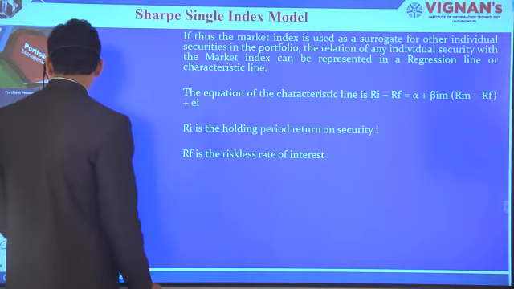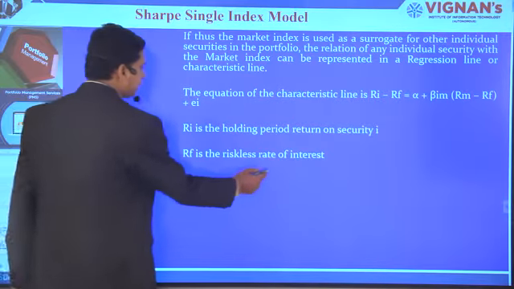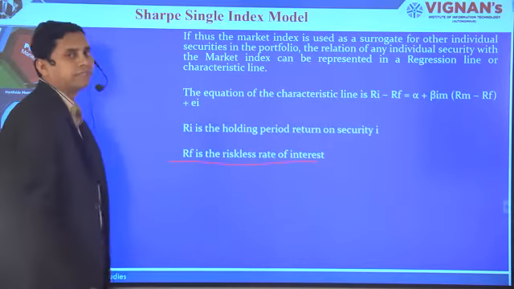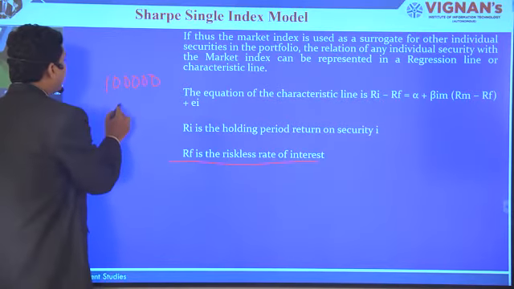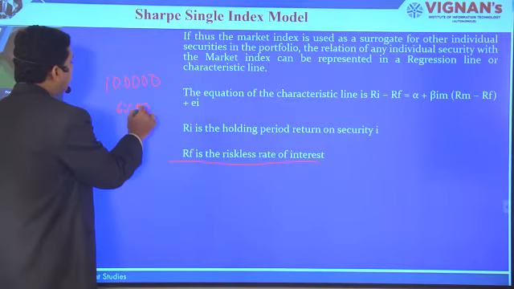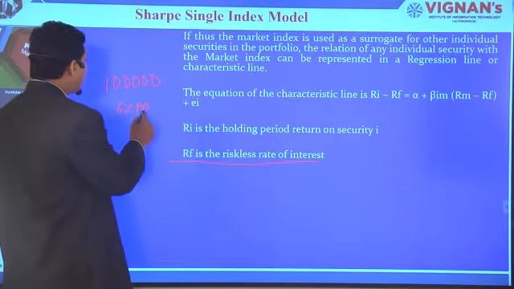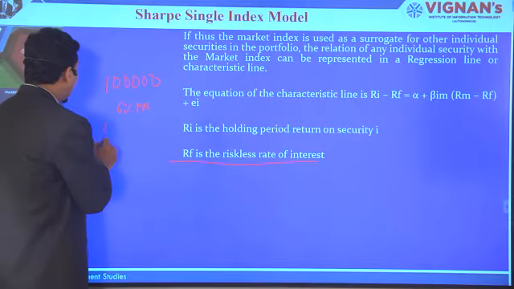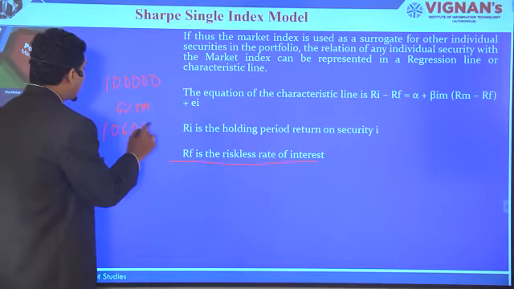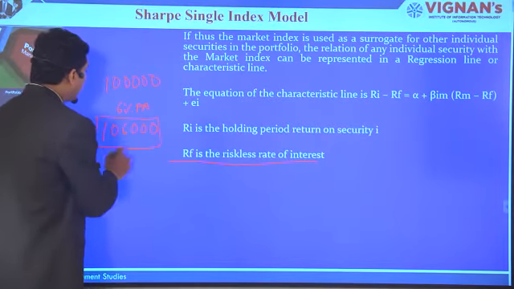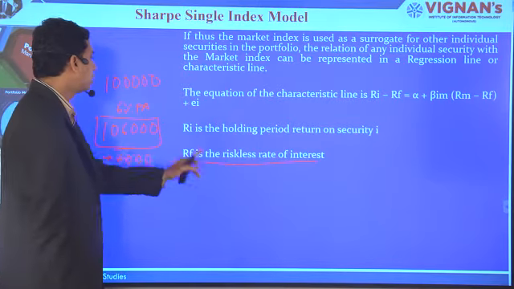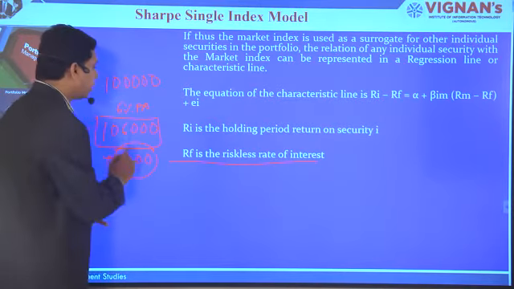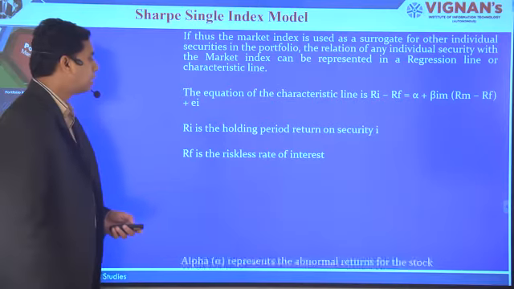Next is Rf. Rf is the riskless rate of interest. Say for example, you have 1 lakh rupees and the banker offers you 6% interest per annum. Without any risk, after 1 year you can generate 6,000 rupees of return on this amount. Because you get this 6,000 return without any risk, this is considered the riskless rate of interest.